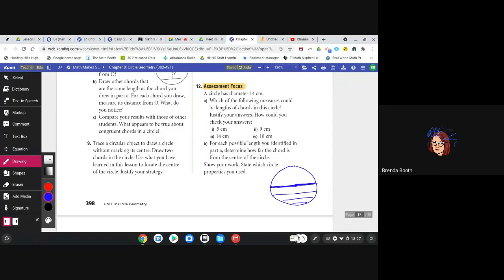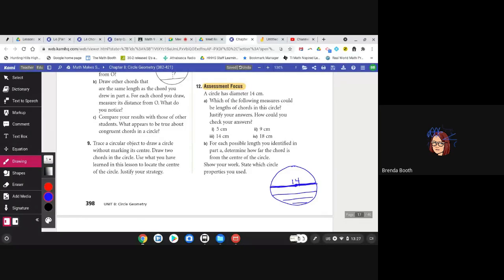Charlie B, what do you think? It's the biggest chord? It is, because the diameter goes through the widest part of the circle. So when you think about the other chords, if the diameter is 14, all of the chords in that circle have to be 14 or less.